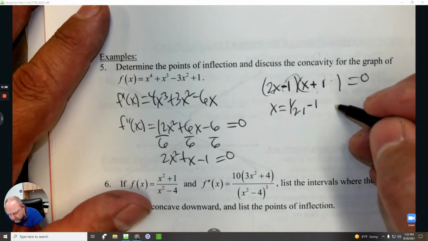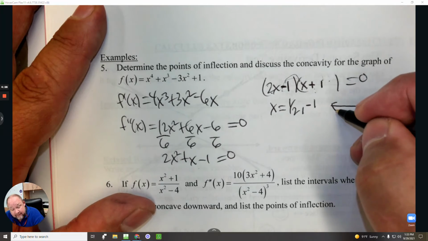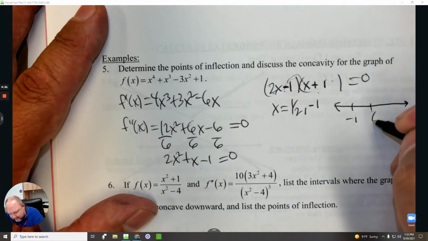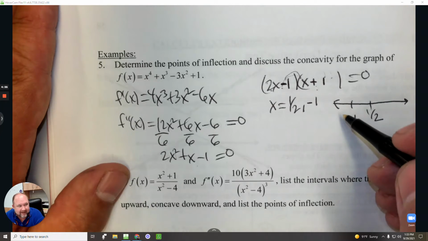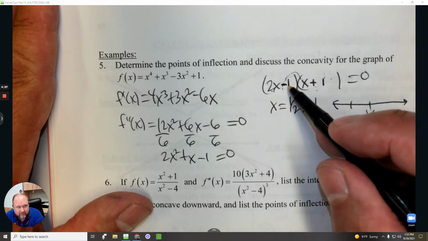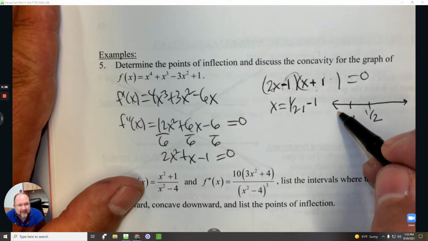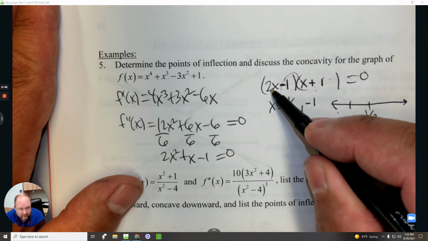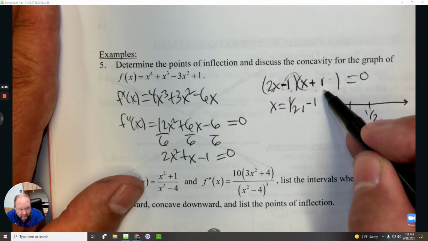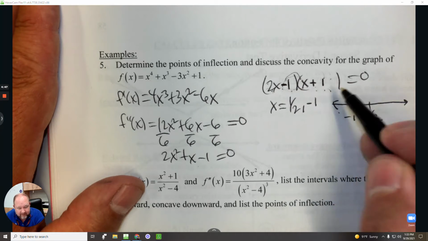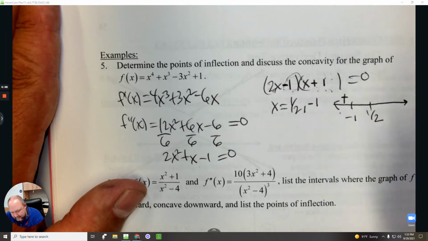Now, we're going to draw a number line, and we're going to label it. So -1 and 1/2 we'll put on that number line, and then I'm going to plug in a number in each interval into the second derivative. So if I plug in -2, the first factor is negative. -2 plus 1 is also negative. So a negative times a negative gives you a positive concavity.